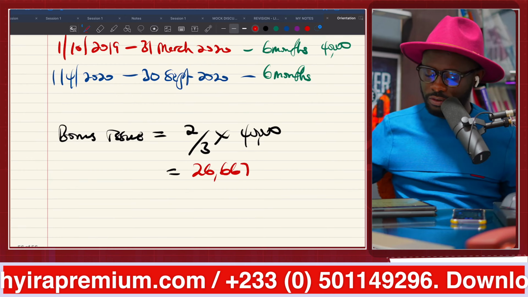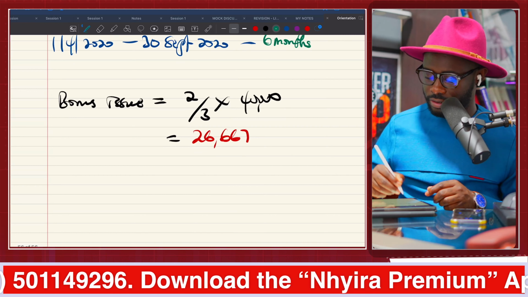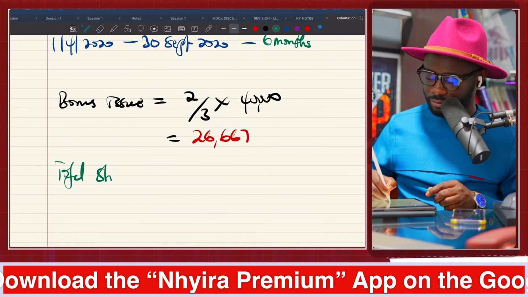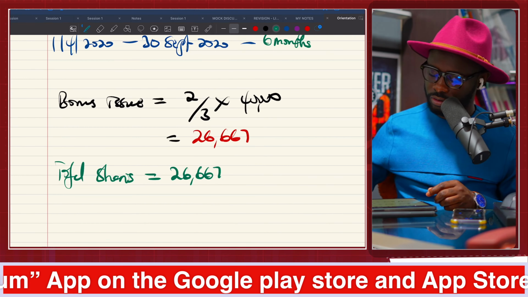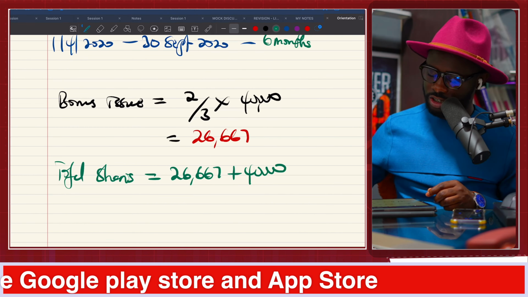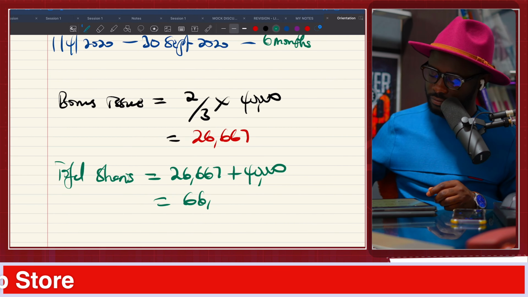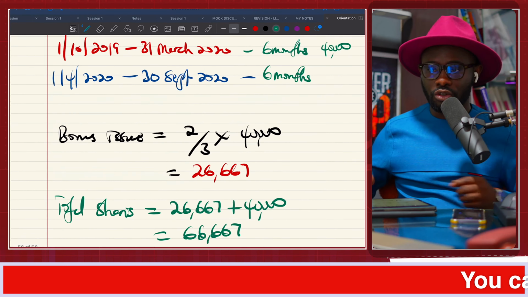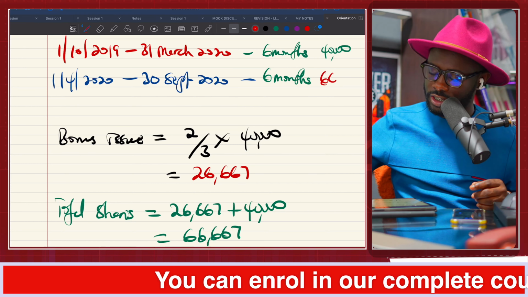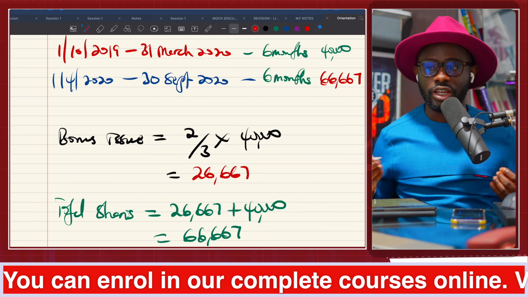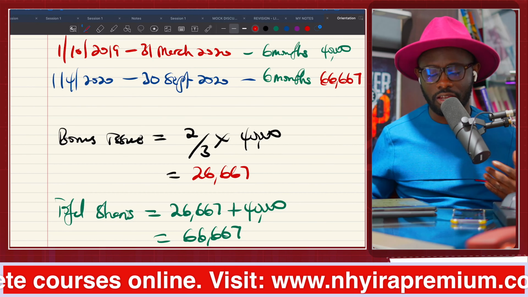So now it means from 1st April to 30th September 2020, the total shares will be the bonus issue plus the outstanding shares, giving us a total of 66,667. So for the final 6 months of the year, we are having 66,667 shares outstanding. Does that make sense? That's very important. So that's the starting point.